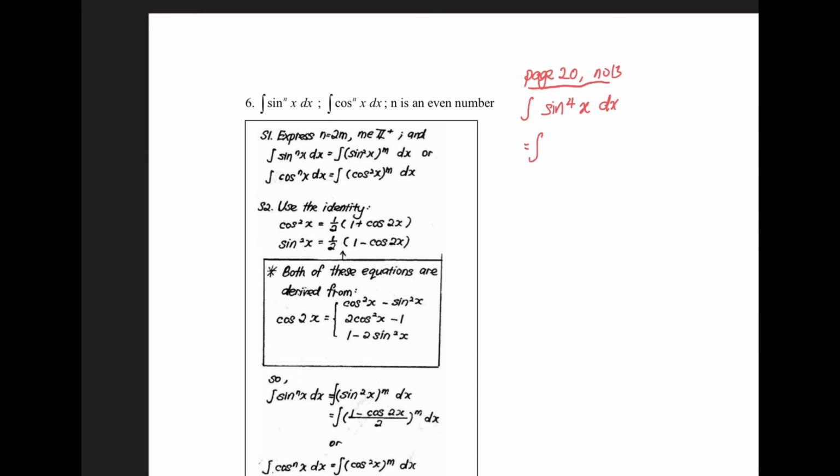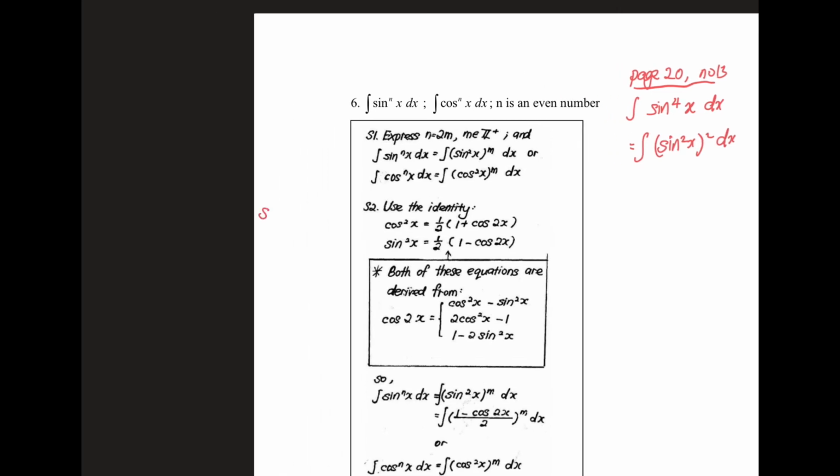So we change it to sine square x square again. Okay, so that is step 1. Now step 2, we have to use different identities. So remember that if it is odd power, we use sine square x equal to 1 minus cos square x. We use cos square x equal to 1 minus sine square x. This is for odd power.